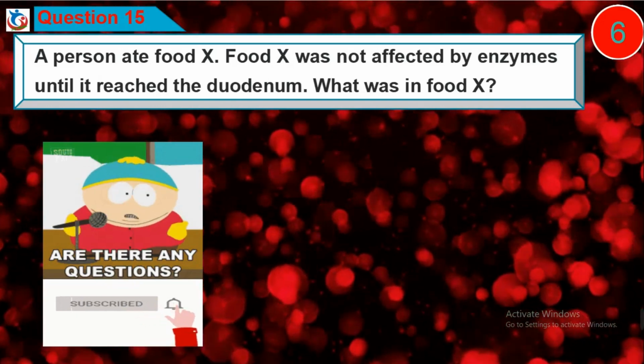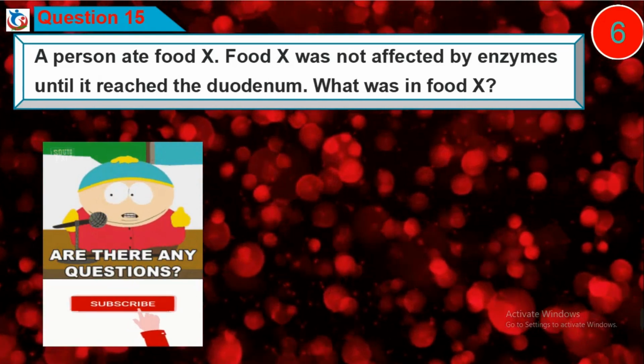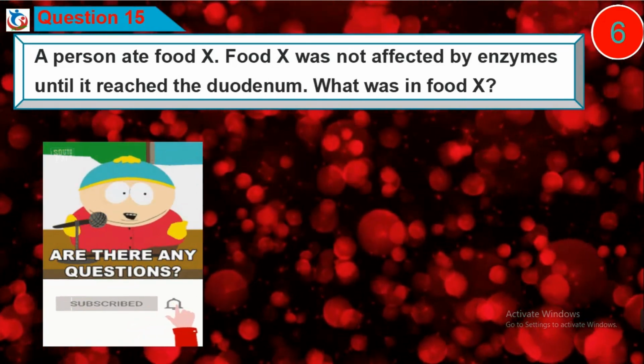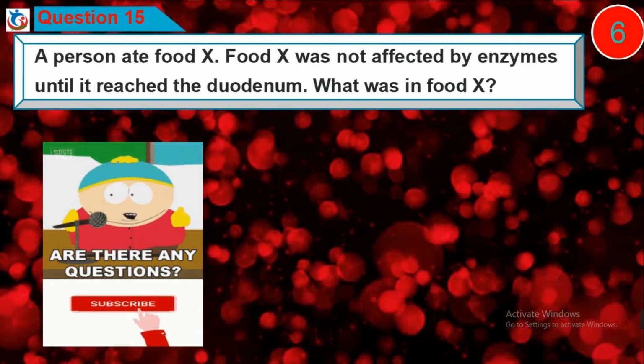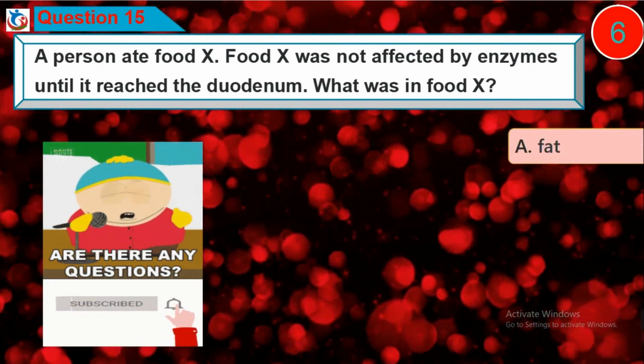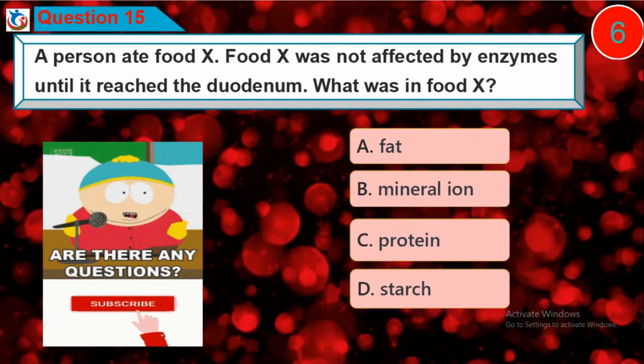Question 15. A person ate food X. Food X was not affected by enzymes until it reached the duodenum. What was in food X? Is it option A, B, C, or D?